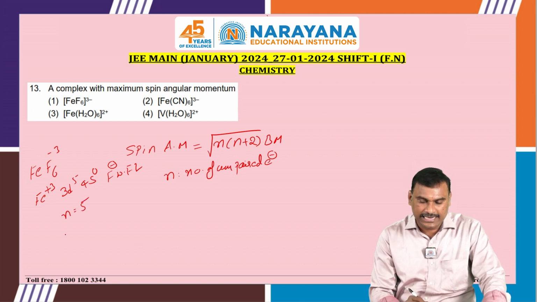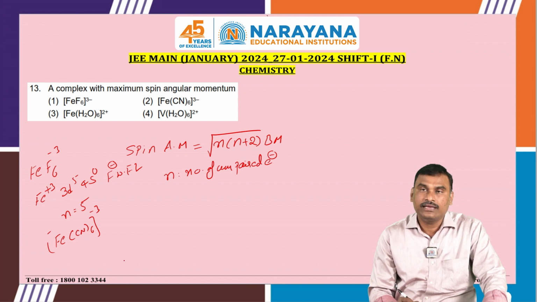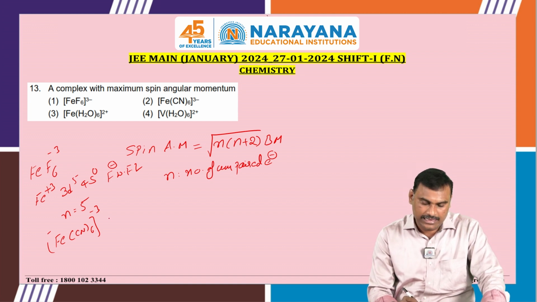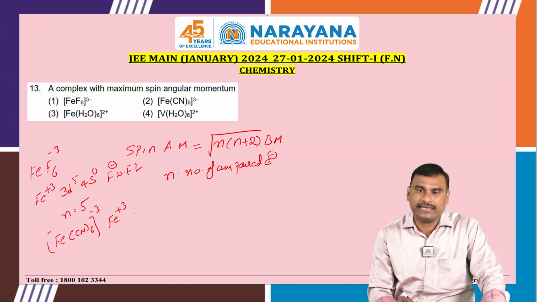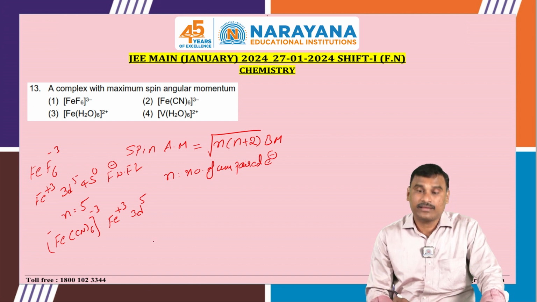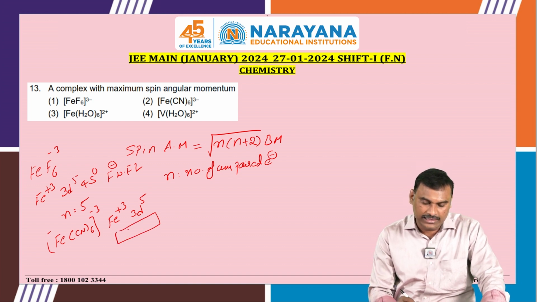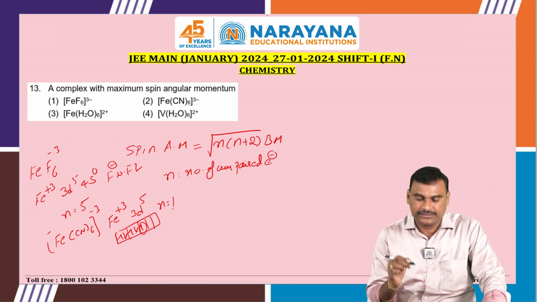If you go for the second option, Fe(CN)6 3 minus. Here cyanide is a strong field ligand. Again iron has a charge of plus 3. The configuration is 3d5 only, but because of the strong field, the electrons get paired up. Therefore, only one unpaired electron is present.